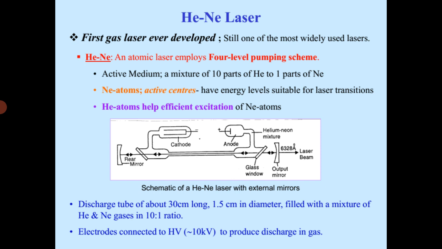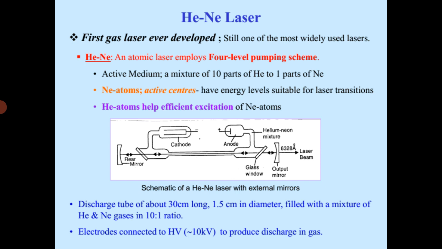The helium neon laser consists of a 4-level pumping scheme. The active medium has 10 parts of helium and 1 part of neon. Neon atoms are the active centers, having energy levels suitable for laser transition. Helium atoms help efficient excitation of neon atoms. This is the diagram of the helium neon laser.